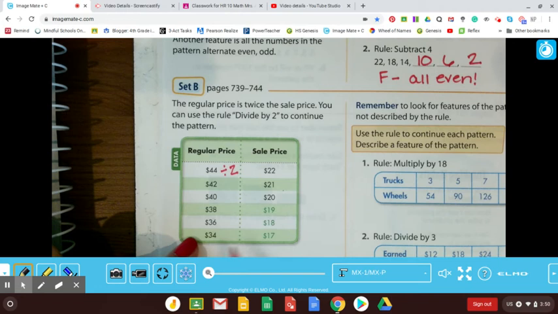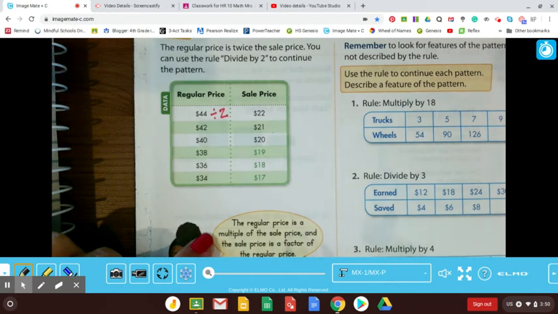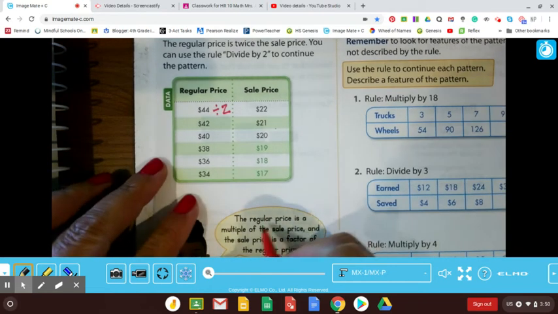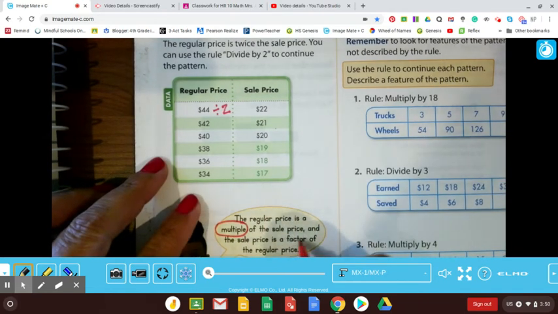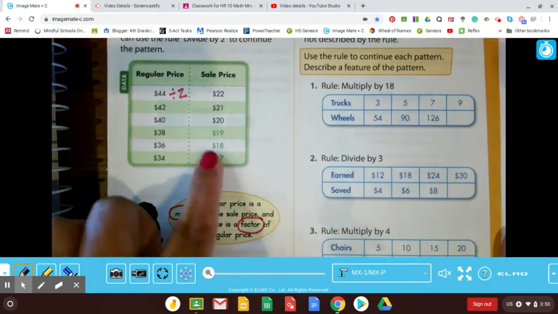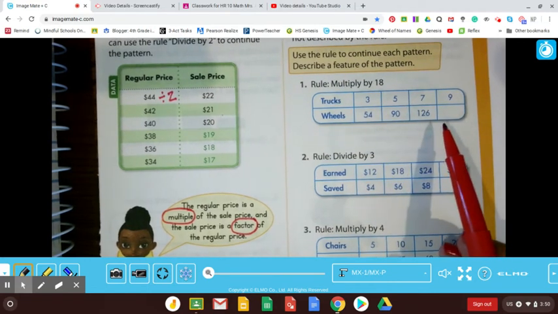And 34 divided by 2 is 17. The regular price is a multiple of the sale price, and the sale price is a factor of the regular price, right? So that's where we see our multiple and our factor. And those are some features of this data table. Let's take a look at some patterns of our own.